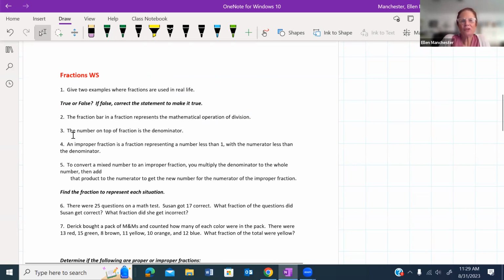Give me, so you can write this in the chat. Give me 1 example where you use fractions in real life. Just go ahead and write it in the chat. One example when fractions are used in real life. Because you do use them. Baking, cooking, half a dozen, all based on food.